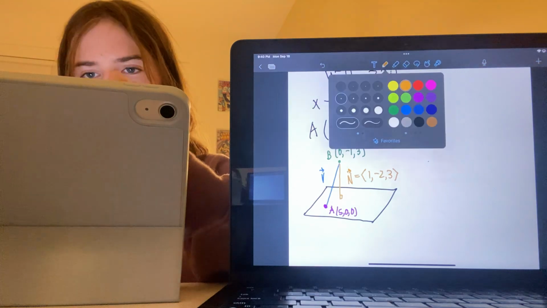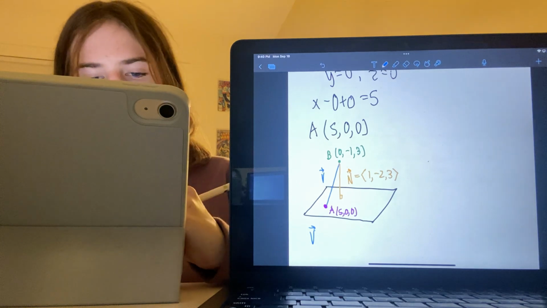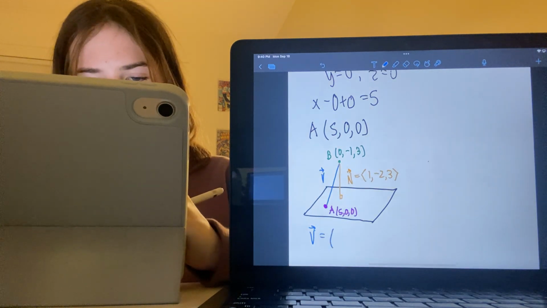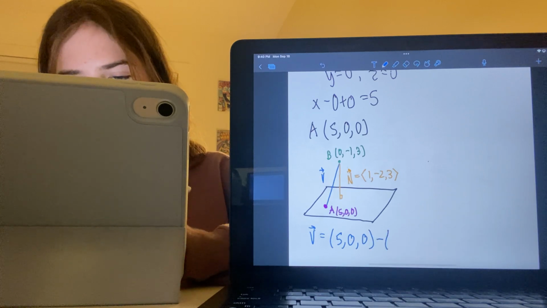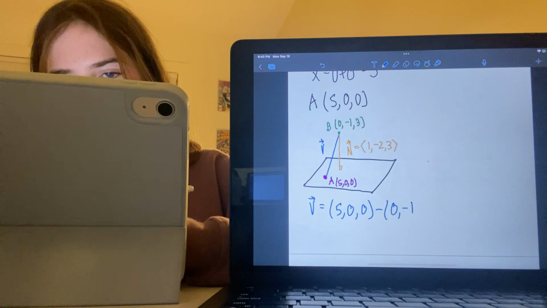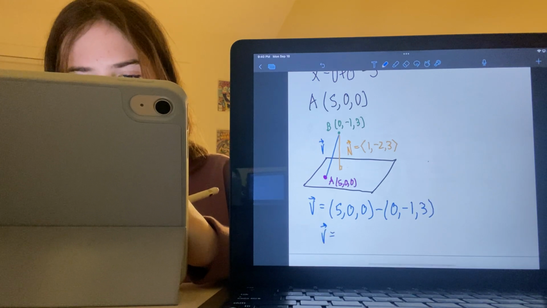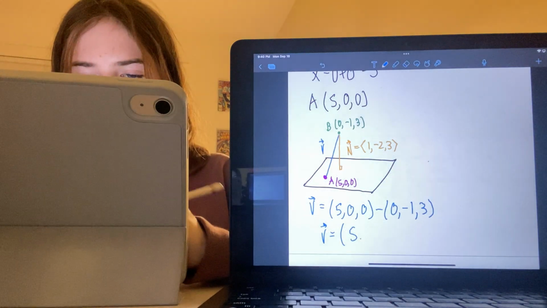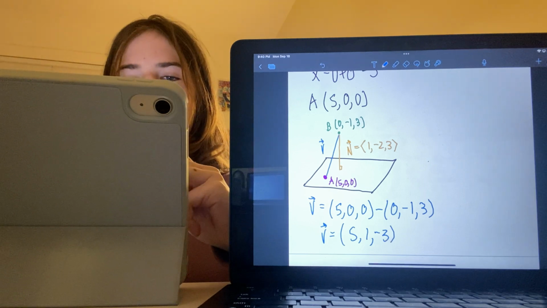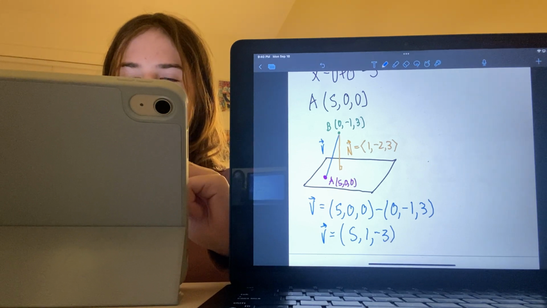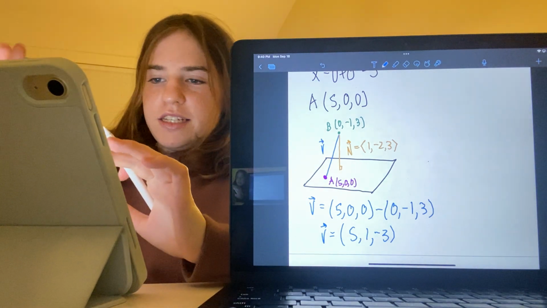Alright, so the next thing that we're going to want to do is find this vector v, and v is going to be from A to B. So we can do (5, 0, 0) minus (0, -1, 3). So we can make vector v equal (5, 1, -3).